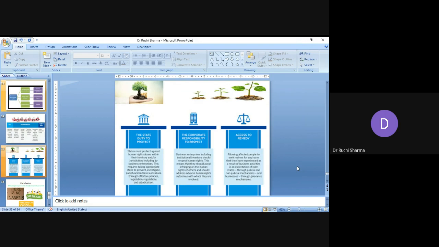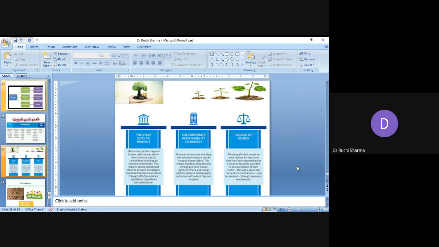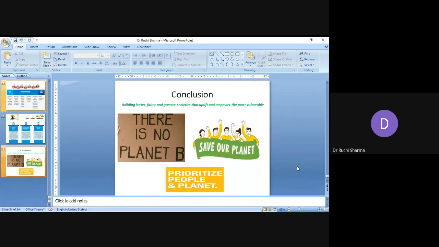The state has its own duty to protect the corporate responsibility. Business organizations have their own duty to respect the environment in which they are operating their business. And also, from the legal point of view, access to remedy should be there if any person's rights are being harmed or violated.